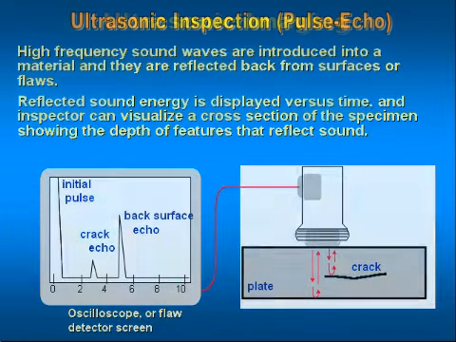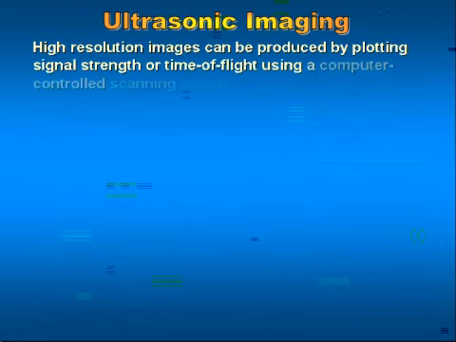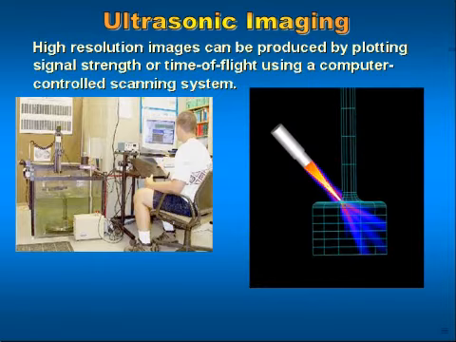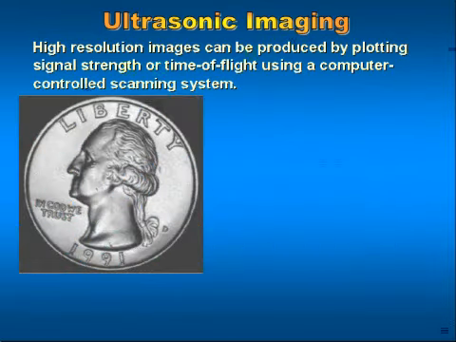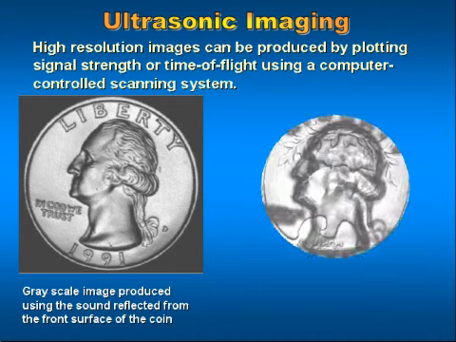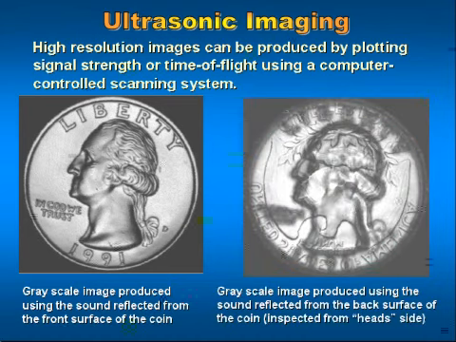Ultrasonic imaging. Today's technology in ultrasonic imaging allows high-resolution images that can be produced by plotting signal strength or time of flight using a computer-controlled scanning system. On the left is an image of a quarter. This is a grayscale image produced using the sound reflected from the front surface of the coin. On the right is a grayscale image produced using the sound reflected from the back surface of the coin, which was inspected from the head side.